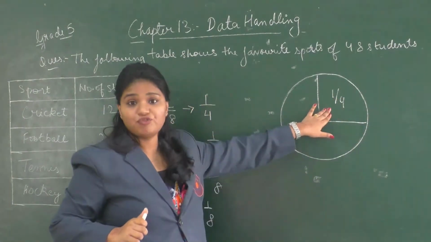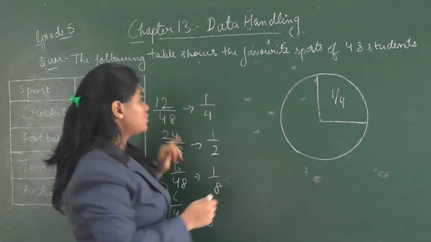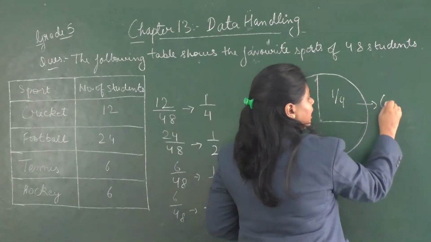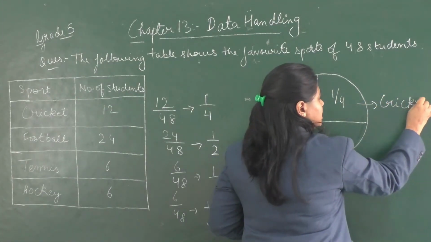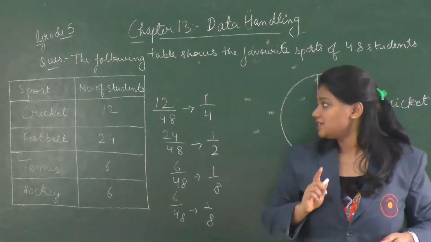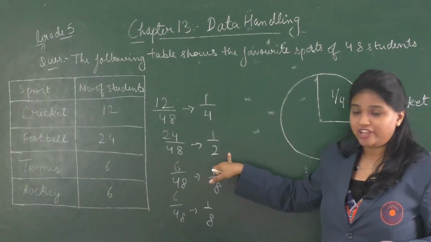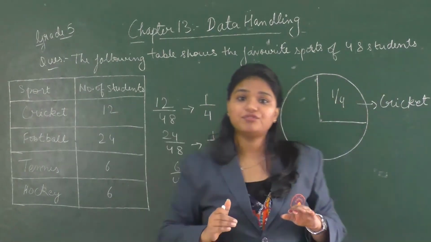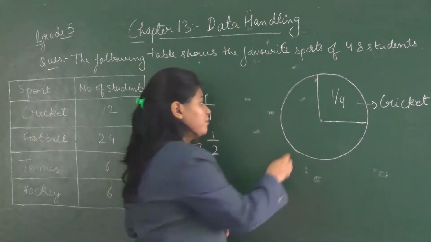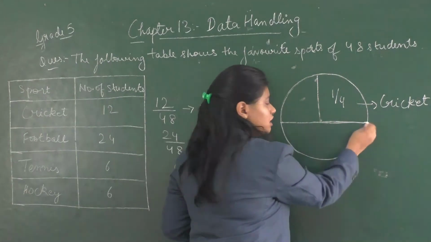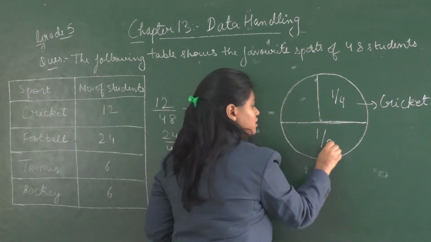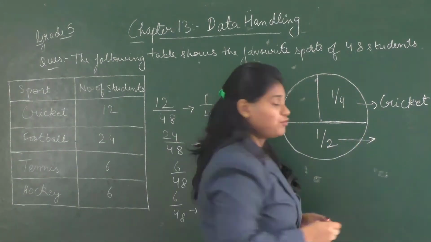So 1/4 is for cricket. So I will mark cricket here. I will mark an arrow and I will write cricket. Now next is football. Football is liked by half, right? So I will mark half of this circle as football. So this is half of the circle. So it will be marked as 1 by 2 and I will mark it as football.